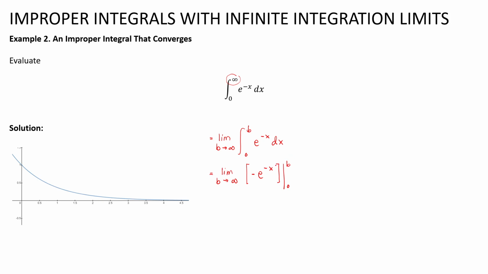So why is it negative e raised to negative x? Remember that the formula for the integral is e raised to u du. Let's say our u is equal to negative x. So du is equal to negative dx. So this becomes negative du is equal to dx. That's why we have a negative sign on the result.